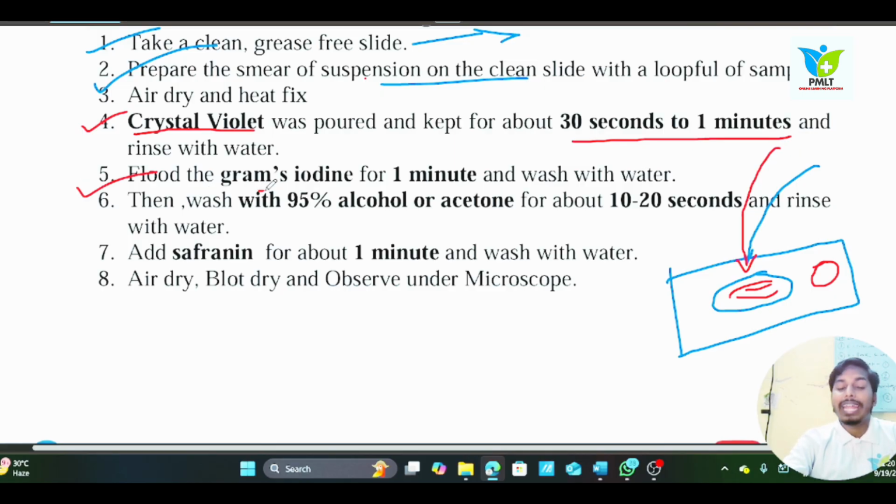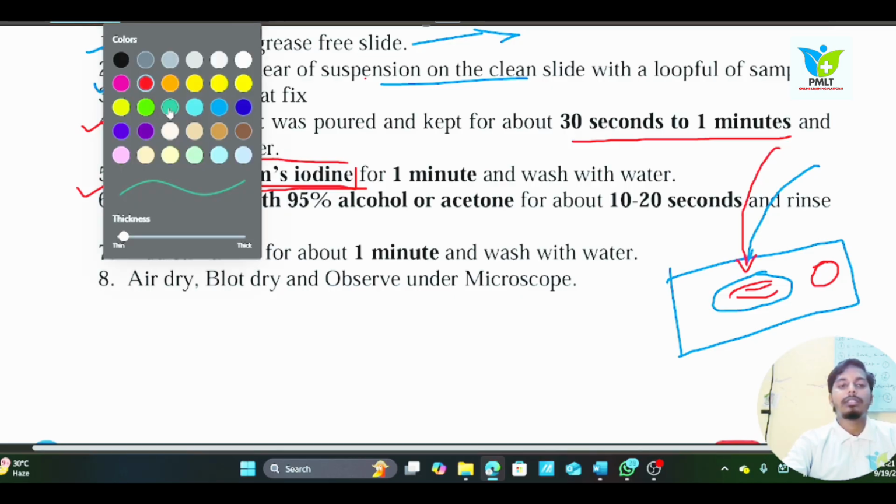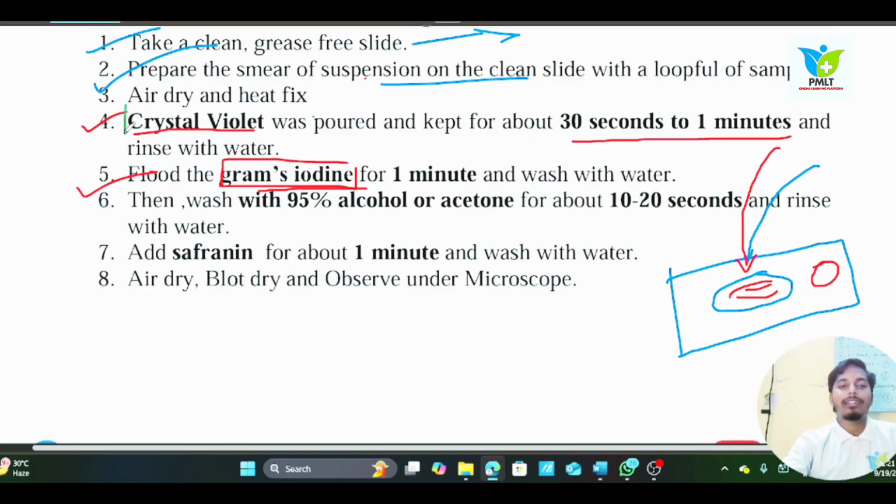We have to add the gram's iodine. Gram's iodine should be added as the mordant. Please keep in mind that crystal violet acts as the primary stain, getting my point, and gram's iodine acts as the mordant. And what do you mean by mordant, sir? Mordant basically helps to create the environment so that the stain can attach to the particular surface properly. That is the function of mordant.